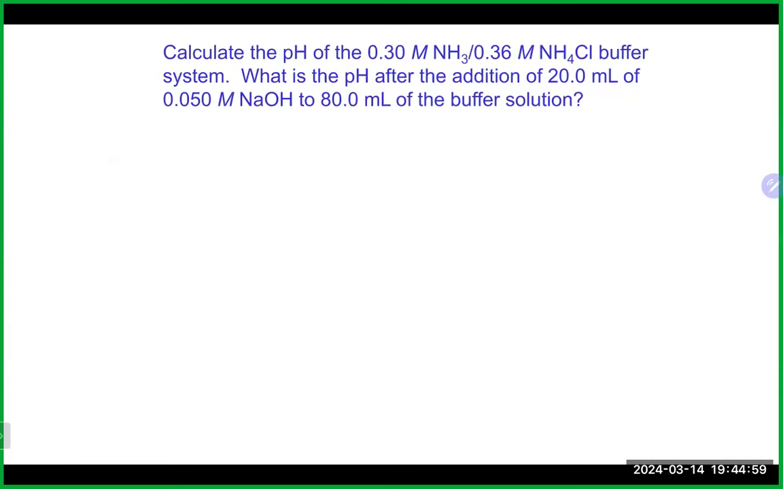We've got this buffer here, and we're not keeping the volume constant. We want to know what is the pH of the buffer before we do anything to it, and what will be the pH of the buffer after we add 20 milliliters of 0.05 molar sodium hydroxide to 80 milliliters of the buffer. I'll give you a Ka value for NH4 plus. It is 5.6 times 10 to the minus 10. All right, so we're looking for two answers here. What is the pH of the buffer before you do anything to it? And then what is the pH after you add that sodium hydroxide to it?